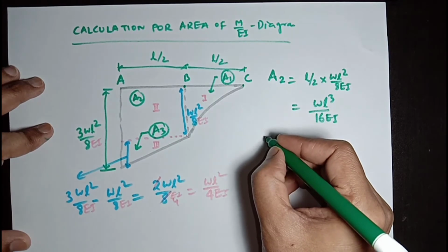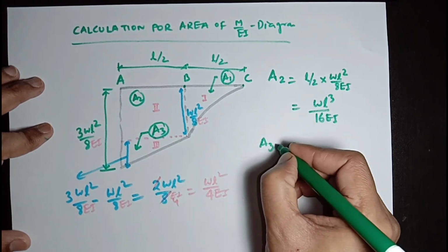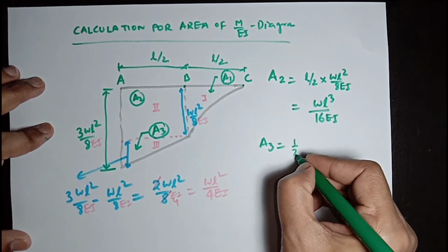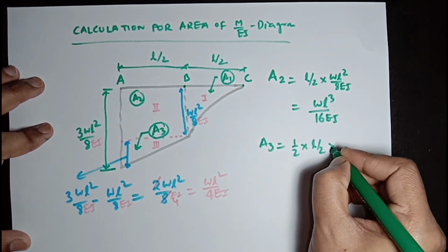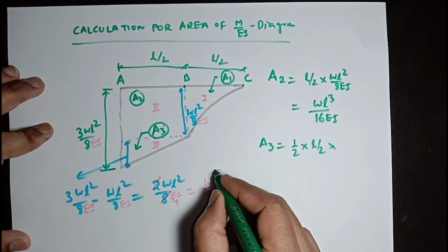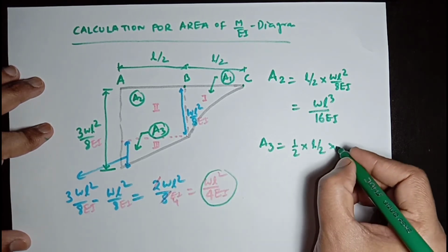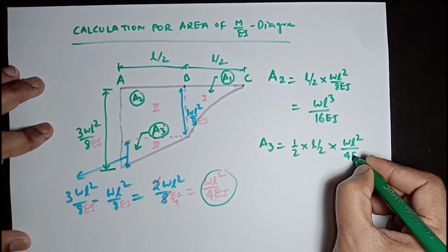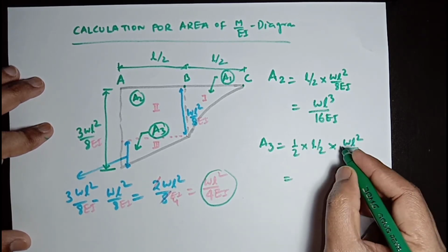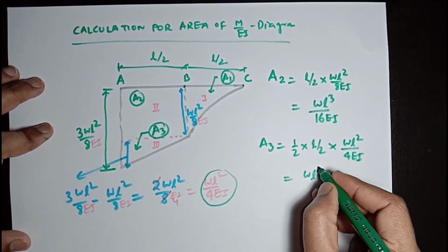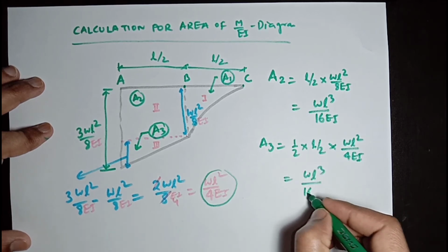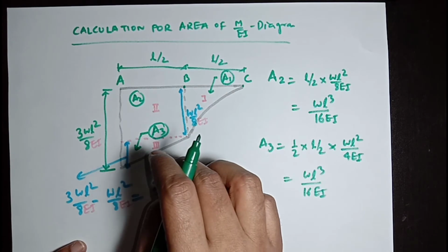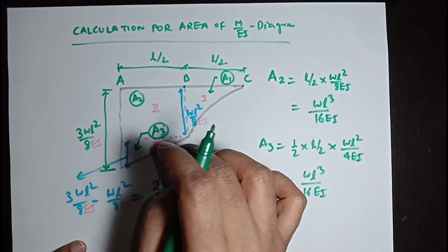Now A3 will be, base length is L by 2, half into L by 2, and this height is WL square divided by 4 EI, so it will be giving WL cube divided by 16 EI. I have done with the calculation for area for A2 and A3.